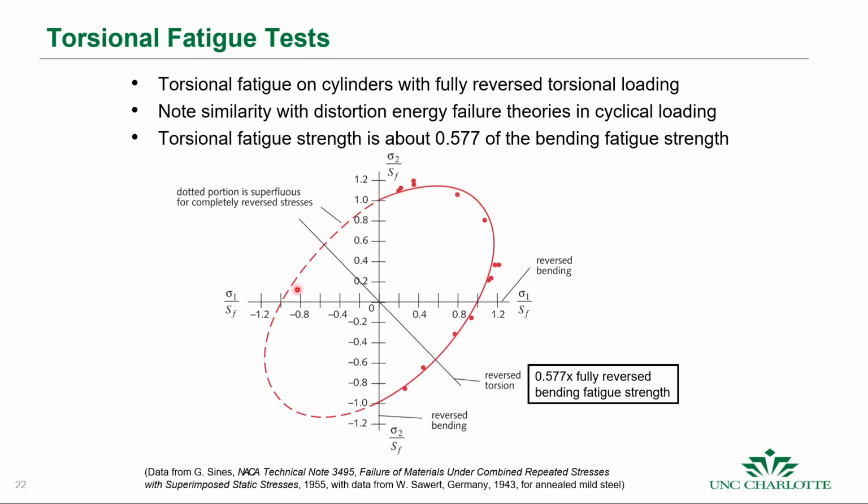It turns out that the torsional fatigue strength is about 57.7% of the bending fatigue strength. That matches what we understand here, where our shear strengths were about 57.7% of our tensile strengths when we had specimens loaded in torsion. So this theory lines up, which is pretty interesting, with the von Mises theory.